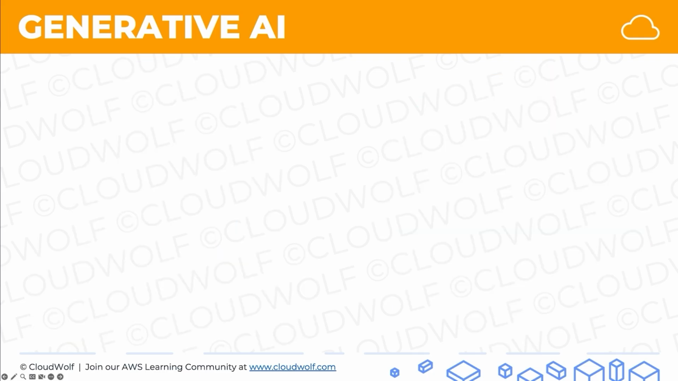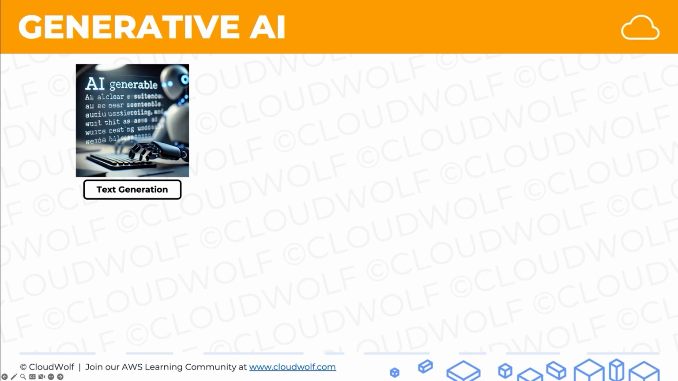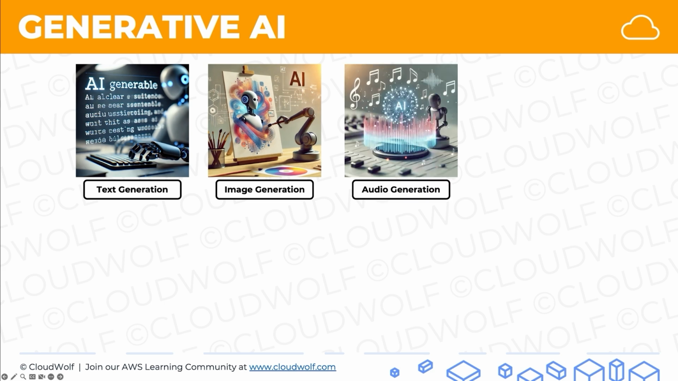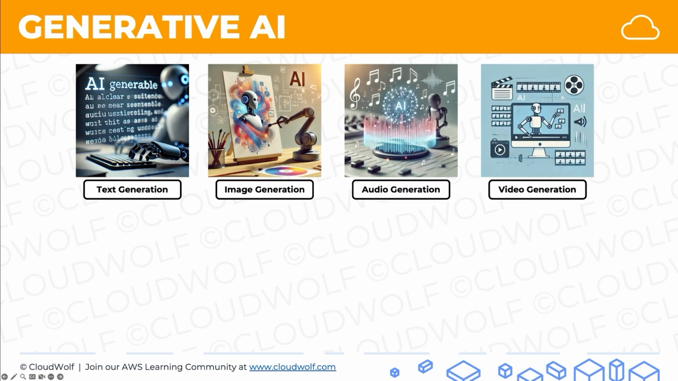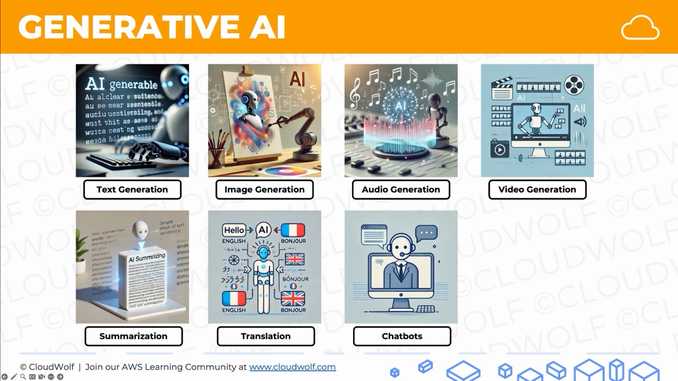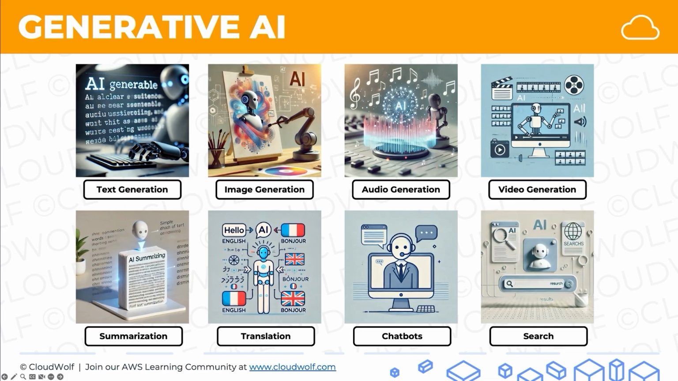Here's a few use cases. So for example, you could use generative AI to generate text, generate images. Look at how beautiful this image is. It took 10 seconds to generate. And by the way, all of the images on this slide are generated by AI. You can generate audio, you can generate video, you can summarize text, you can translate text, you can create chatbots for them to be able to interact with humans, and you can power search with generative AI. And those are just a few use cases. There are many, many more, of course.